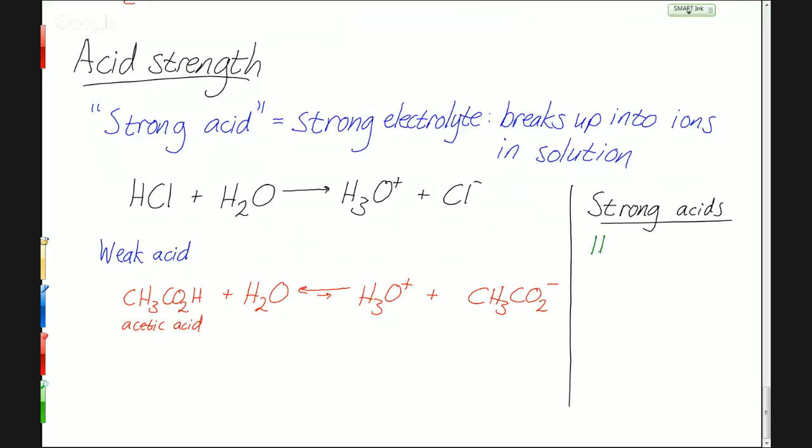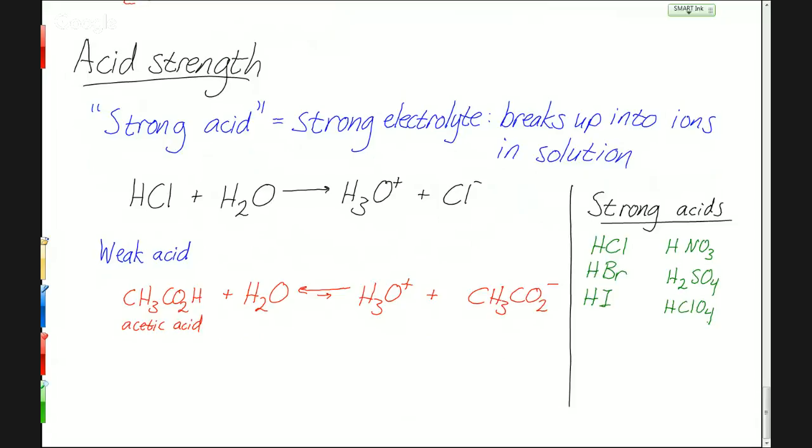You have hydrochloric acid, hydrobromic acid, and we'll talk about naming acids next. Hydroiodic acid, and then there is nitric acid, sulfuric acid, and perchloric acid. So there are only 6 acids that are considered strong and that they dissociate completely in solution. They break up in solution. Anything that's not on that list is a weak acid.